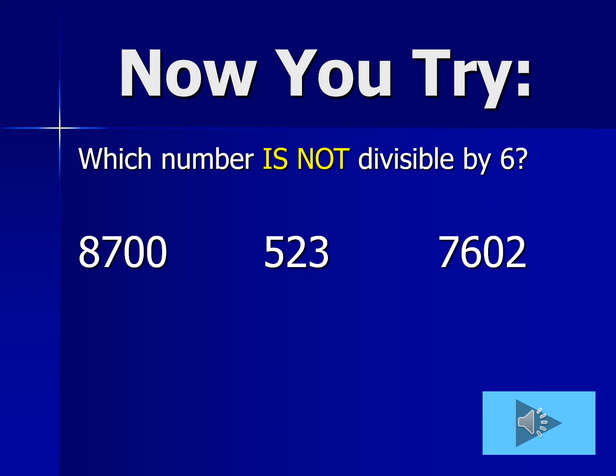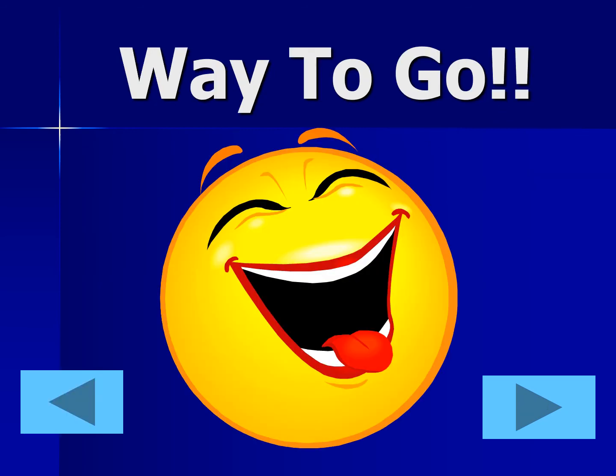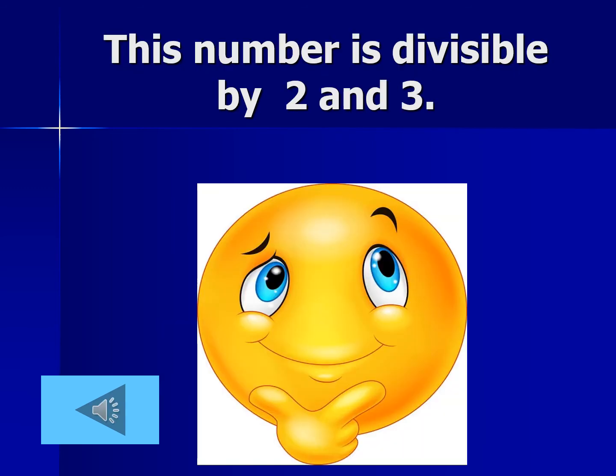Now try with these numbers. 8700, 523, 7602. Which number is not divisible by 6? It is 523, which is not divisible by 6 because 523 is neither divisible by 2 nor divisible by 3. Let's remember that for a number to be divisible by 6, it should be divisible by both 2 and 3.